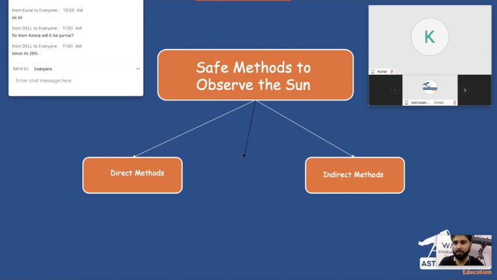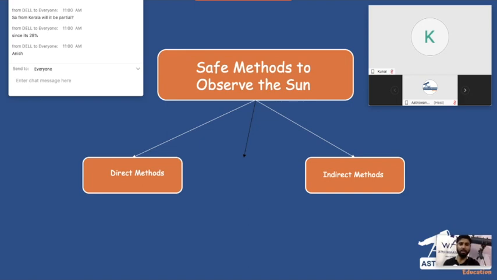Someone is asking, from Kerala, will it be partial? Anish, okay, Anish, it's 28% from Kochi. You can check the exact percentage from your location, right? It changes with the latitude and longitude. So you need to search for your location and you will see the exact percentage and the start time of the eclipse, the maximum eclipse time, and the end time of the eclipse. Okay, Anish?